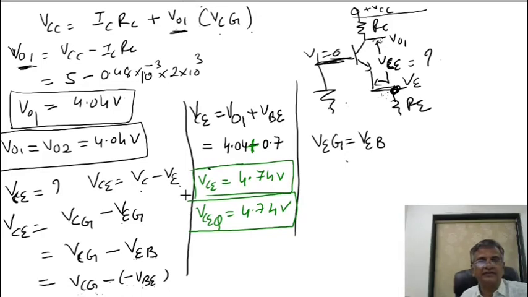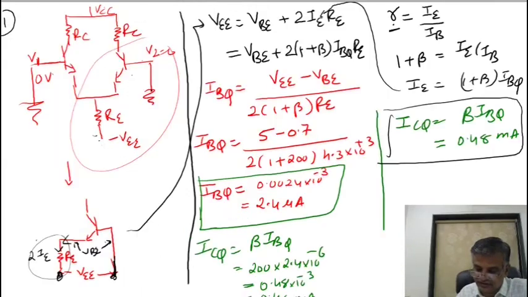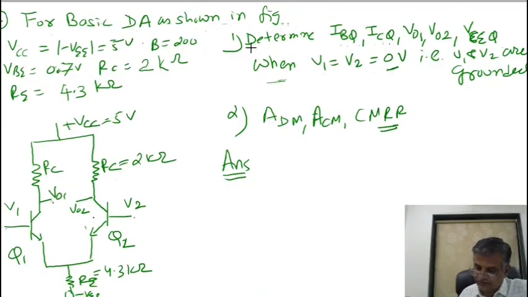First I calculated IBQ, then ICQ, then VO1, then VO2, then VCE by this method. So the first question is over. See the first question: determine IBQ, ICQ, VO1, VO2, VCEQ when both the inputs are short circuited, both the inputs are grounded and short circuited to the zero level.